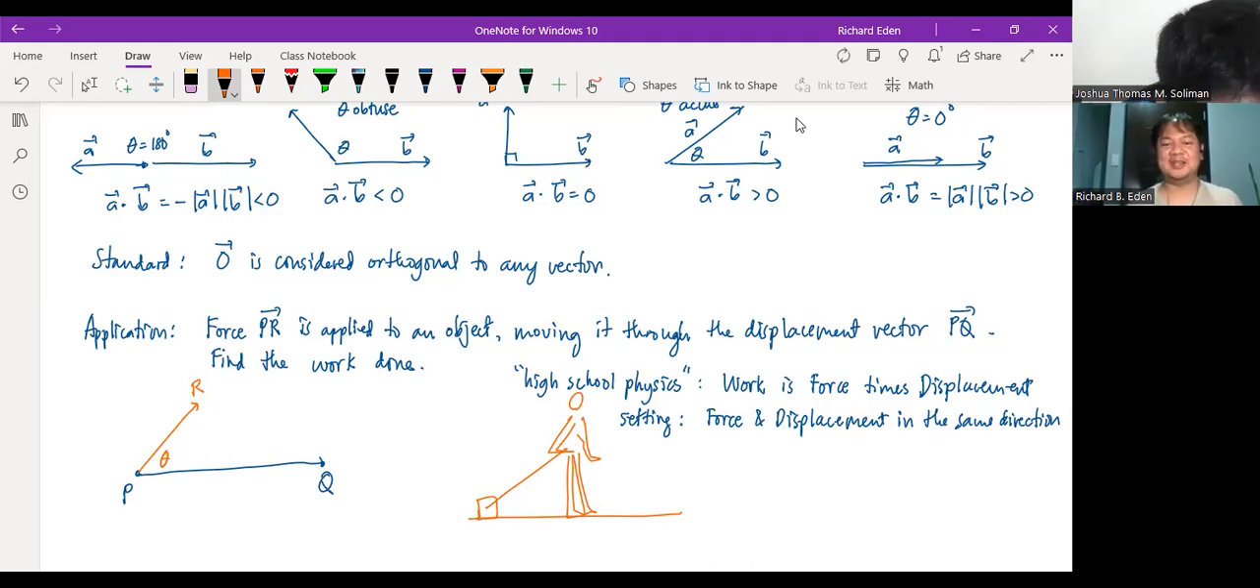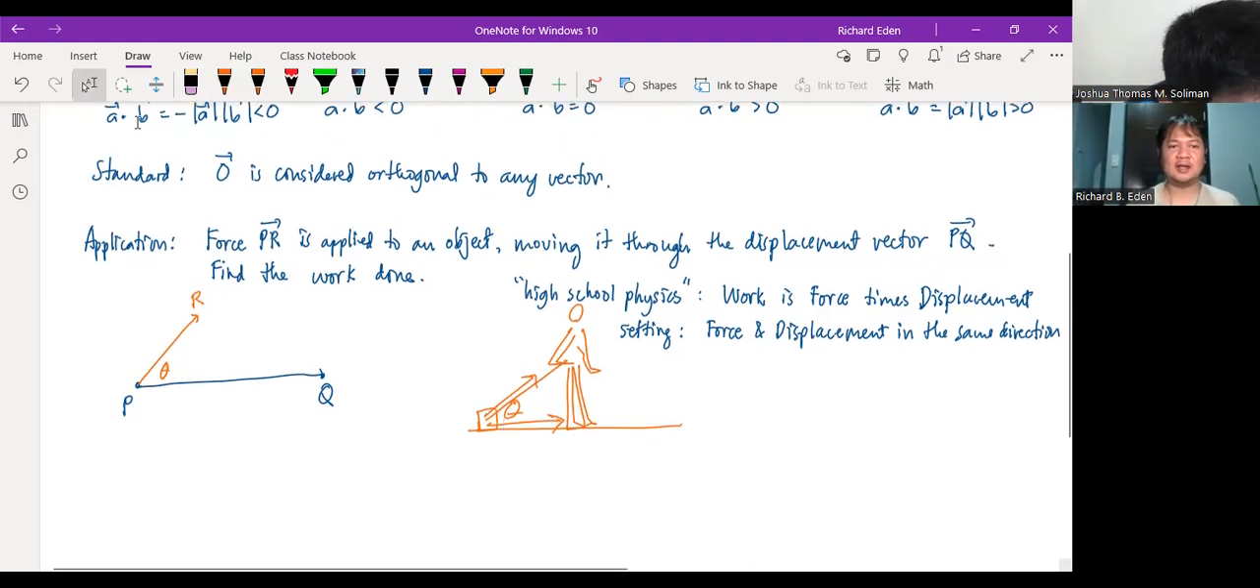But here's the thing: you're pulling the object, and so this is the direction of the force, and yet the displacement is that way. So there's an angle theta, which is non-zero, between the force and the displacement. You know what? I like this drawing, so I am not going to erase this. Instead, I'm just going to move it.